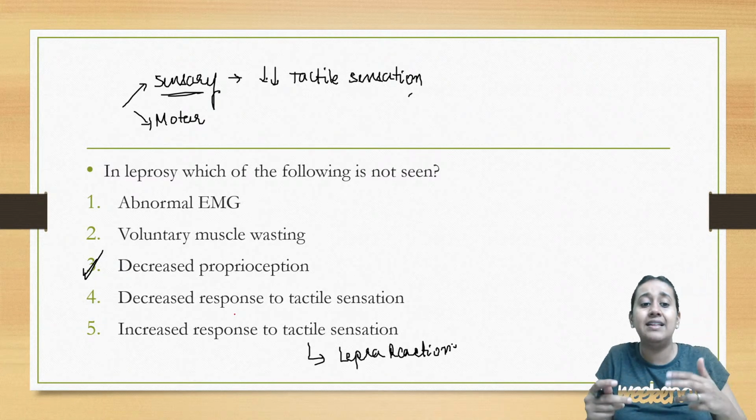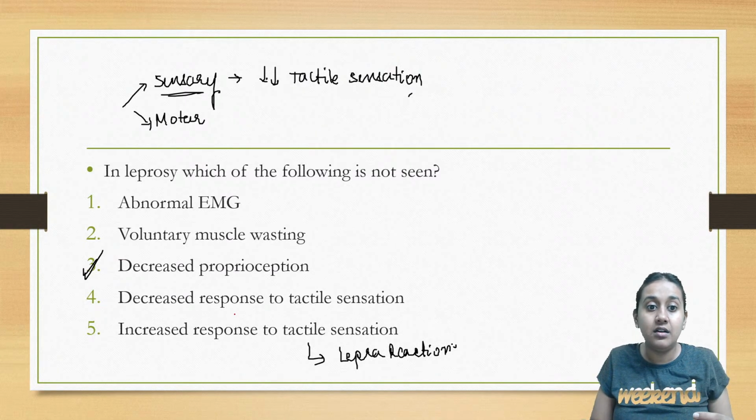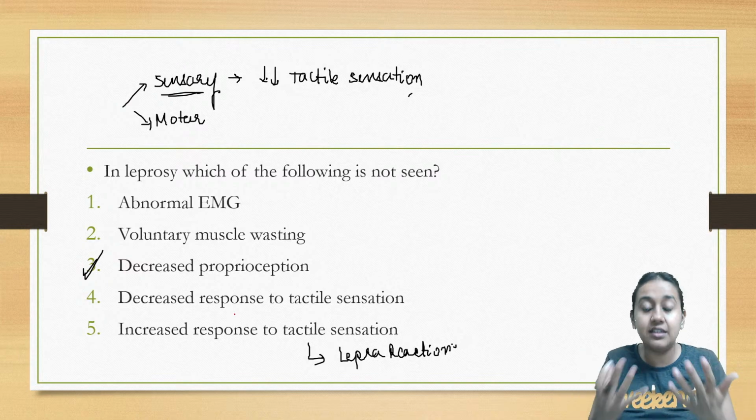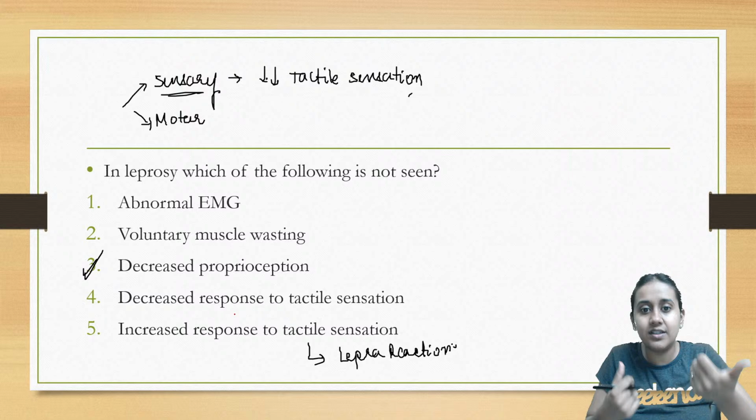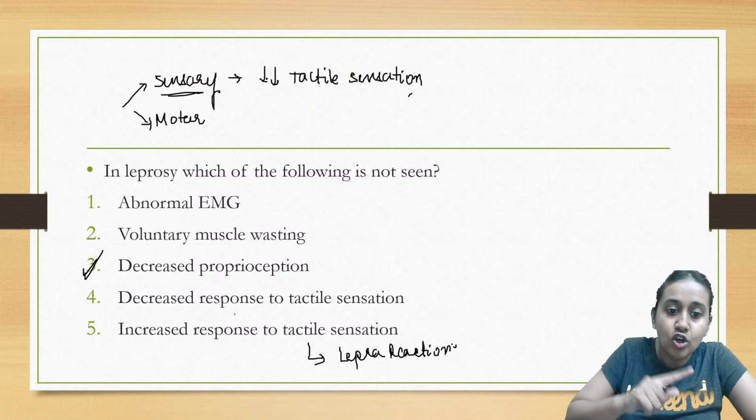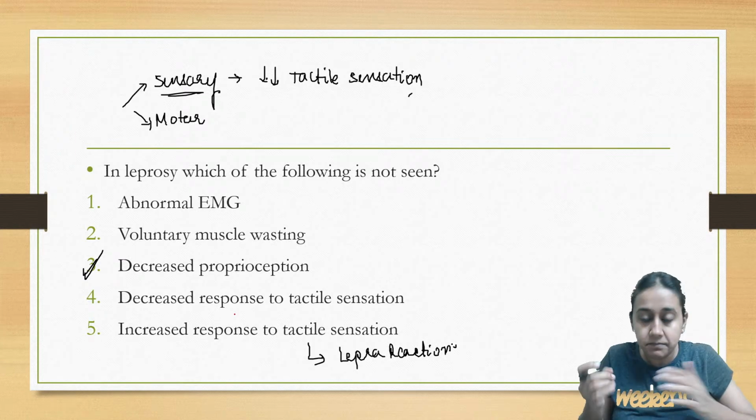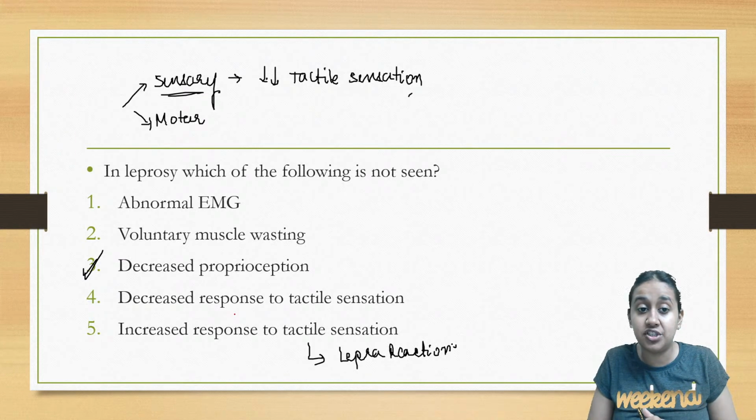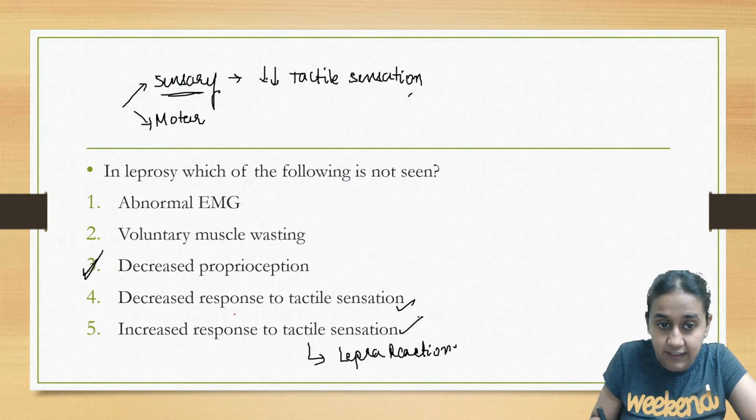What happens during the lepra reaction? There is a sudden increase in inflammatory mediators which stimulate the free nerve endings, causing an increase in the sensation. So both things can happen: decrease because of damage to the sensory component, and even increase in the sensation, which can be seen in these individuals. Okay, so both these things can be seen.